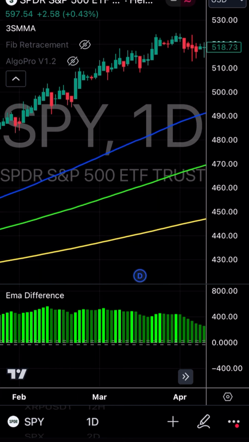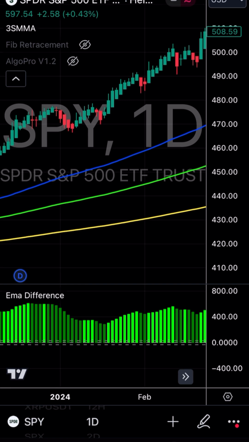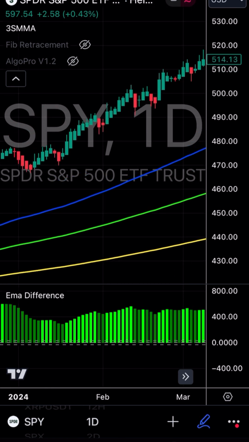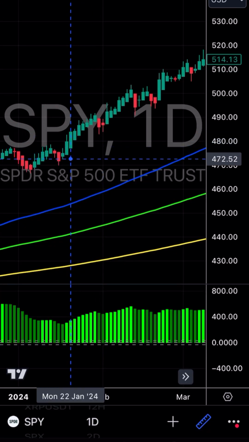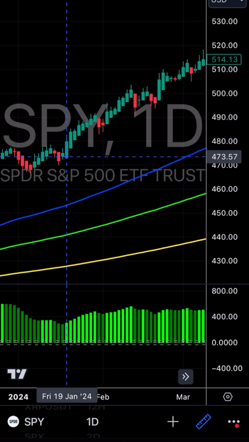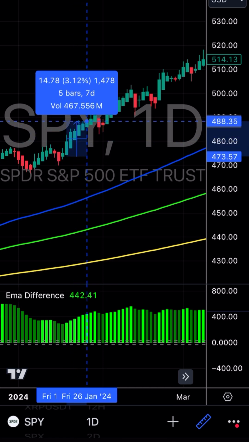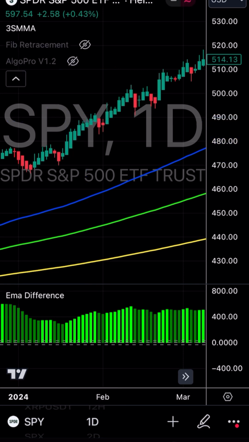These are a bit more choppy. So you want to get in, and you could find moments like right here. You can come in here and ride this one out for, let's say, 7 days. This one is about $1,478 with one contract. It's about $14,000 with 10 contracts.